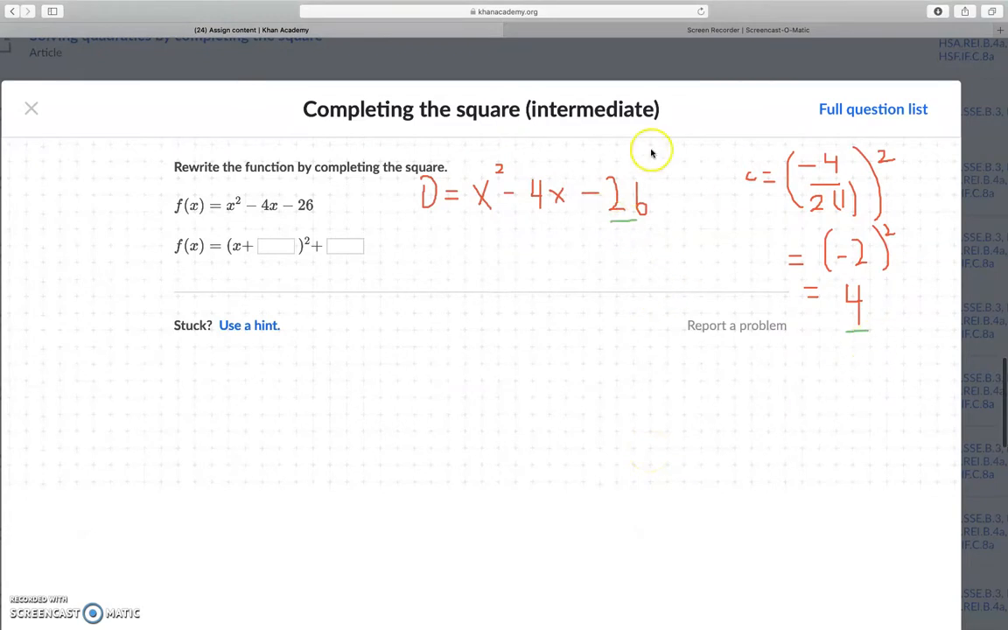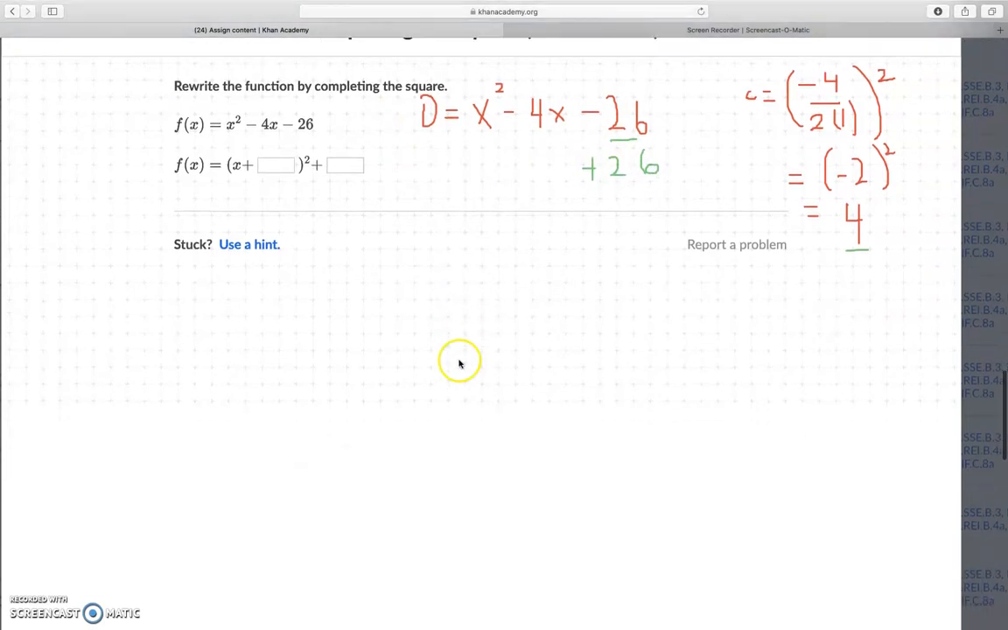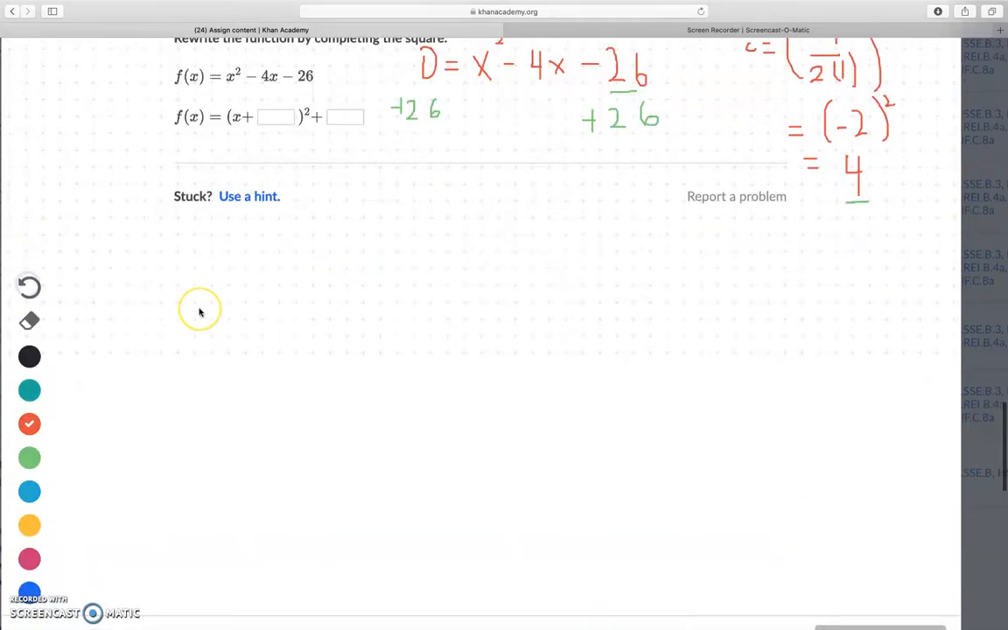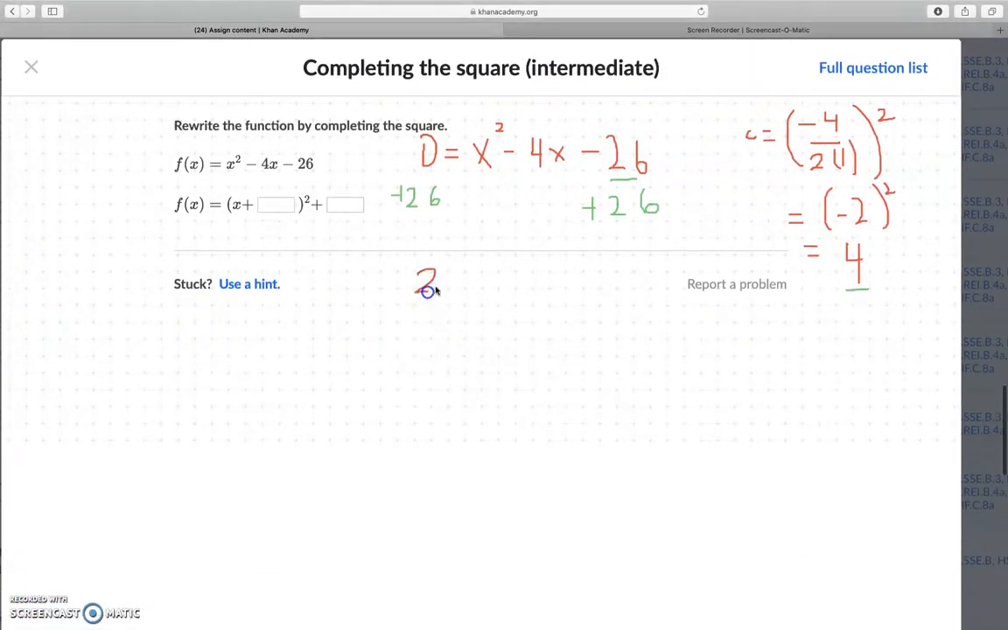So what we need is a +4 here, right? We need a +4 here. So what we're going to do to get rid of this 26 is add it to both sides. Okay? So add it there and add it there. This is going to be a longer process here, but that's okay. So I'm going to end up with 26 is equals to x squared minus 4x. And then I'm going to put this number at the end, plus 4.